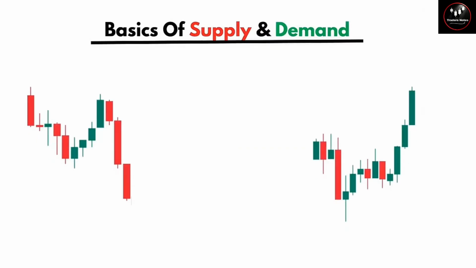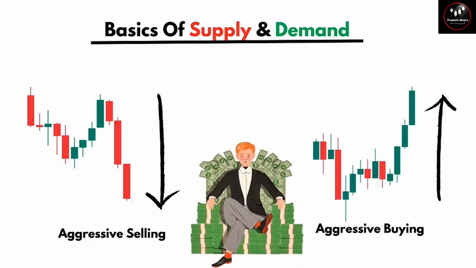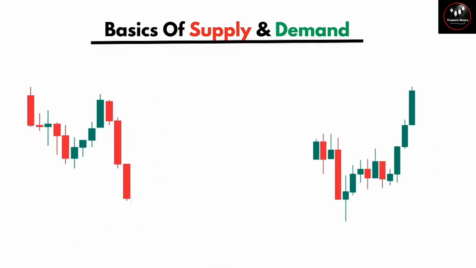What is supply and demand? Basically, supply and demand are aggressive selling and aggressive buying. That's all there is to it. Aggressive buying and aggressive selling tell us where the big players or big boys are entering and exiting the market, and in which direction the big boys are pushing the price. Look closely at the candlestick pattern. These large red candles indicate that there has been aggressive selling here. This means that high volume and strong momentum are involved in driving the market down here.